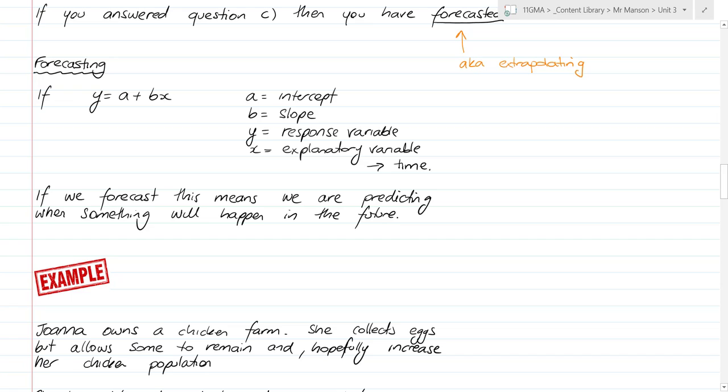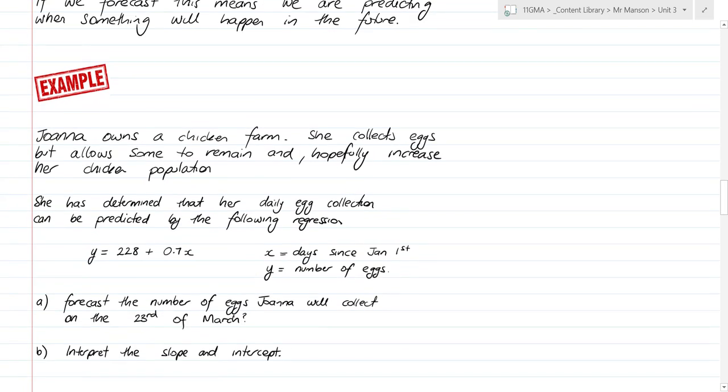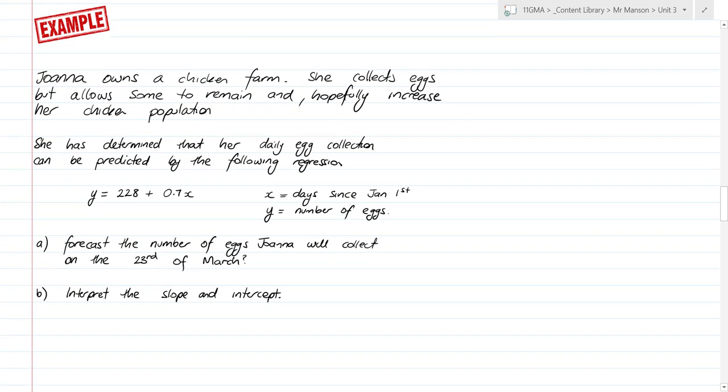So here's Joanna. Joanna owns a chicken farm. She collects eggs, but allows some to remain and hopefully increase her chicken population. Probably should have written that differently, because obviously some of the eggs remaining won't increase the population, but this would be a good model for a chicken farm. She's determined that her daily egg collection can be predicted by the following regression. What's the slope of this regression?